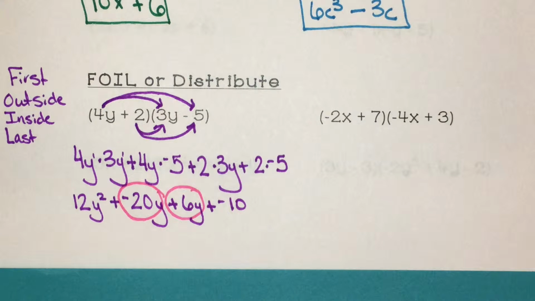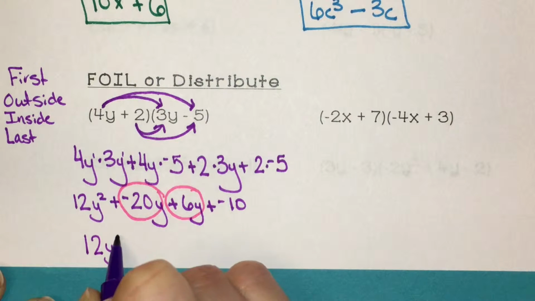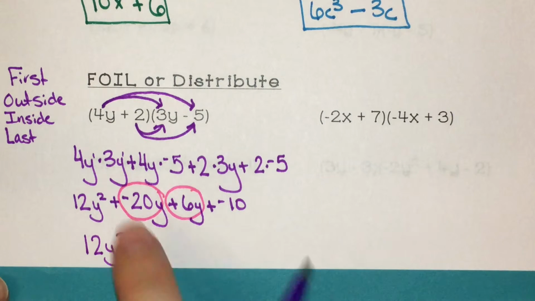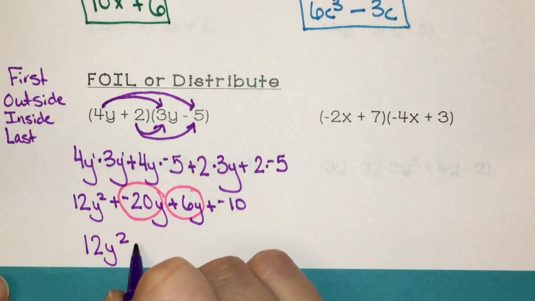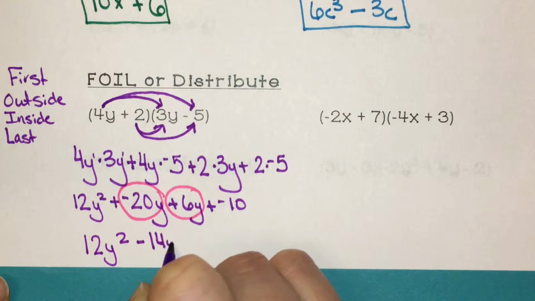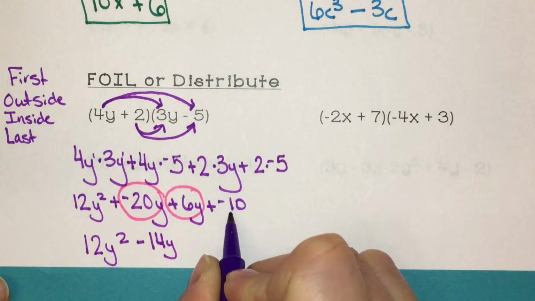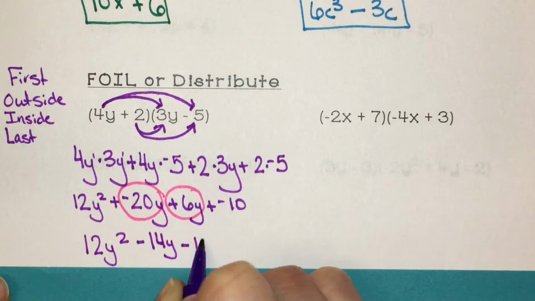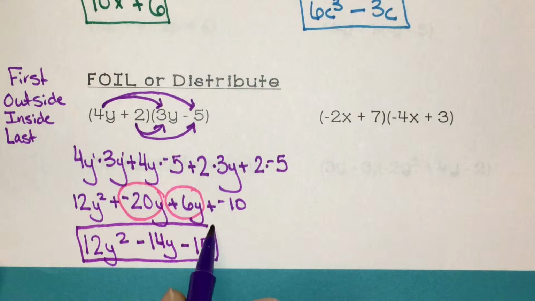Remember, when you're writing your polynomial, it should go from the largest degree to the smallest degree. Well, our largest degree is the 12y squared, the largest exponent. So now let's combine. Negative 20y plus 6y leaves us with negative 14y, which I'm going to write as minus 14y. Bring down that plus negative 10. I'm just going to simplify it, rewrite it as minus 10. And that is my answer.